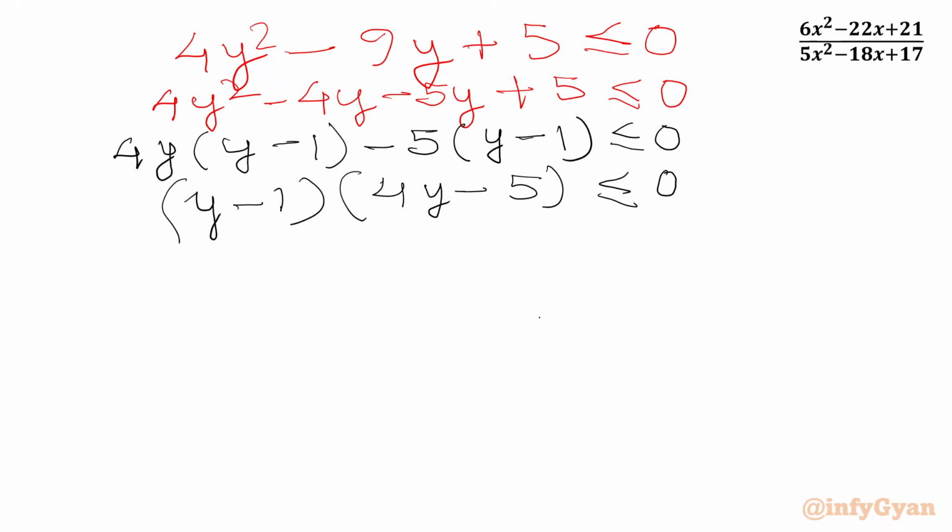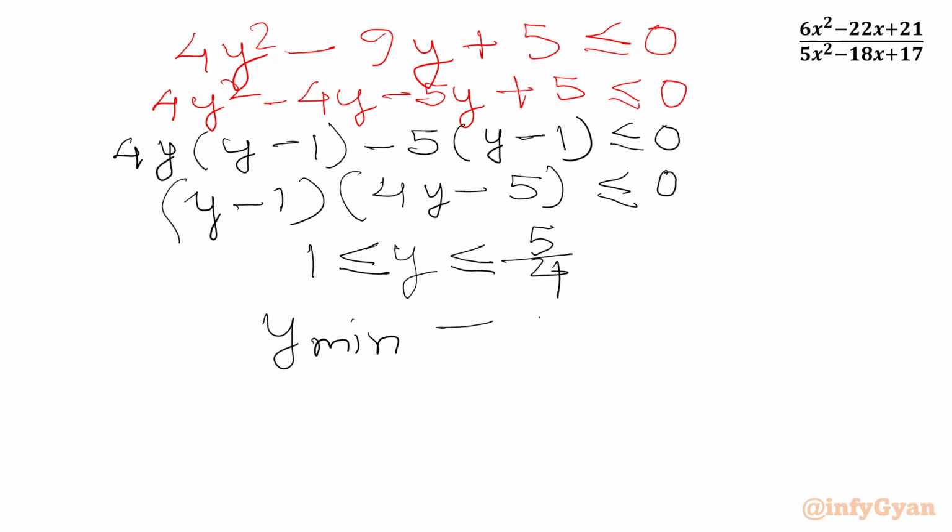So from here we will get y should be in the interval 1 to 5/4. So the minimum value of y would be 1. So our answer is, the least value of the rational expression must be equal to 1. This was method number 1.